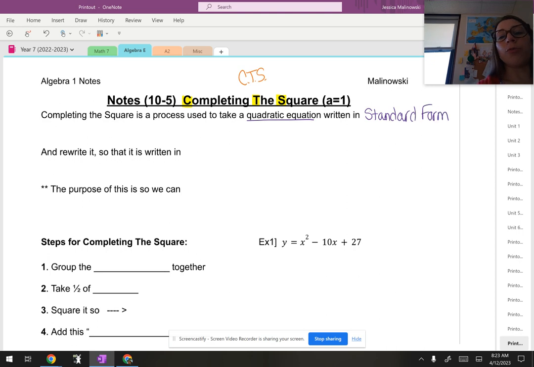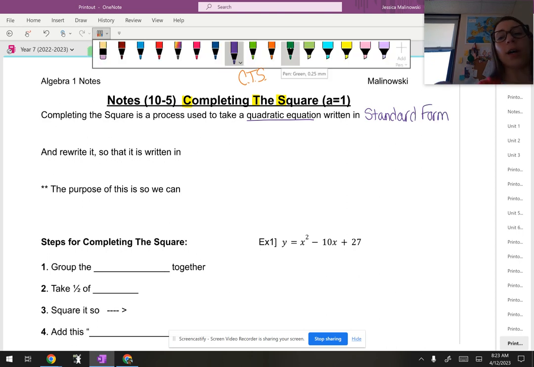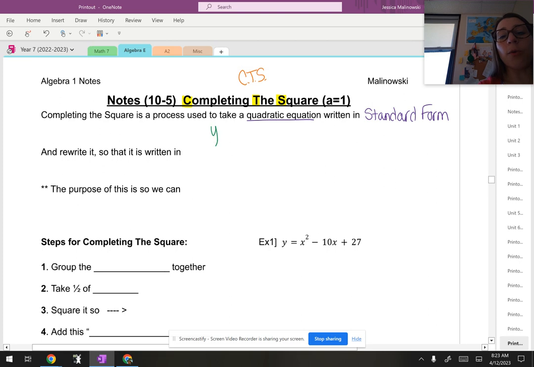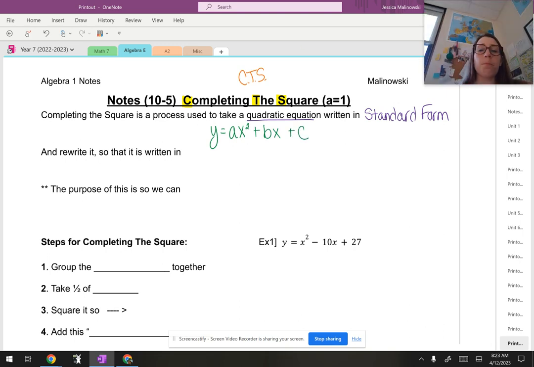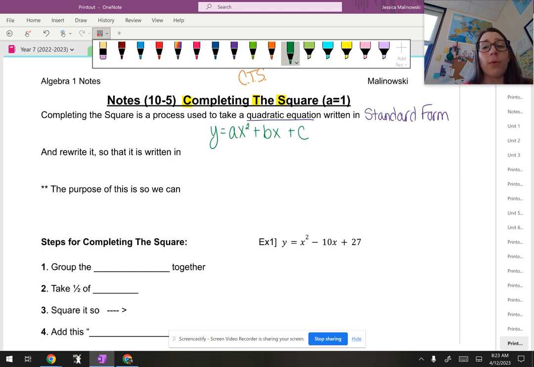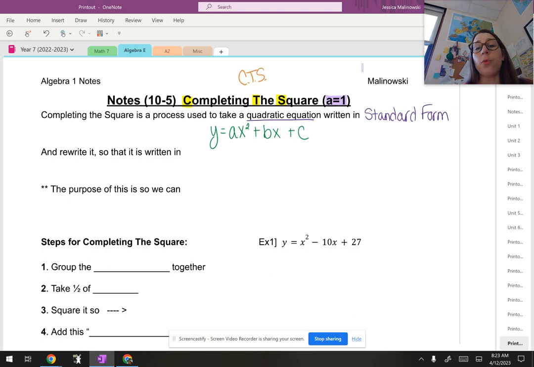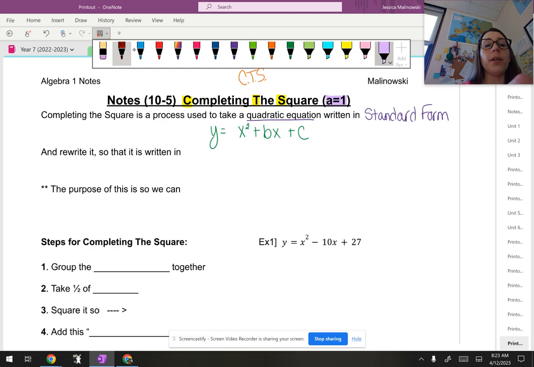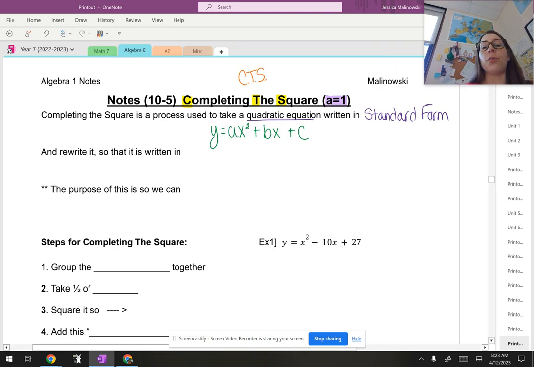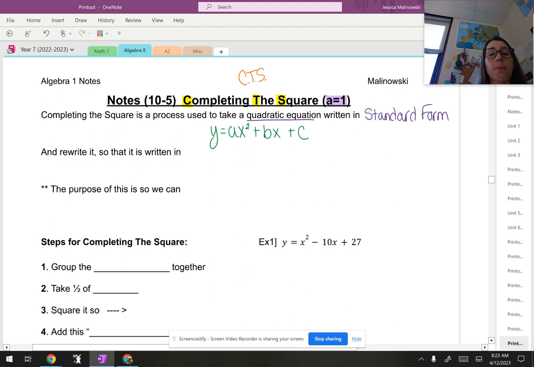And so if you recall, the standard form of a quadratic equation is y equals, or f of x, ax squared plus bx plus c. And so that's where when this title says a equals 1, that coefficient that you have for a will be equal to 1 in these examples. Next lesson we'll get into when there's a GCF involved.